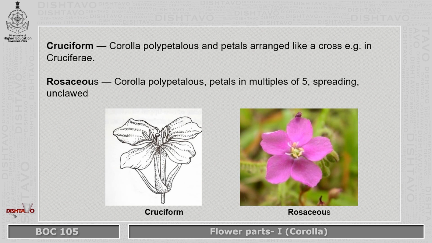Rosaceous corolla is the most common type of corolla where the petals are found in 5 or multiples of 5, and they are spreading all around, and they are unclaw.